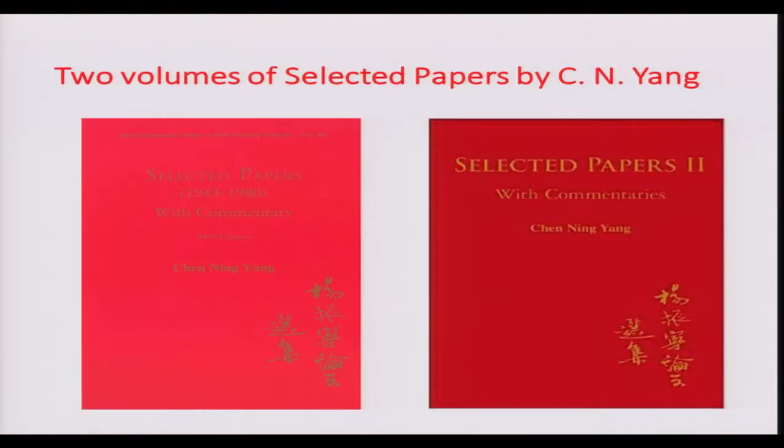Let me start with Professor Yang's Selected Papers. It was first published in 1983 in Freeman, but in 2005 it was reprinted by World Scientific, led by Professor Poor. And recently there was also a sequel to it on papers written more recently.